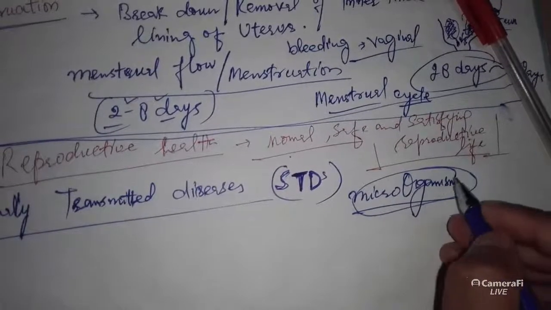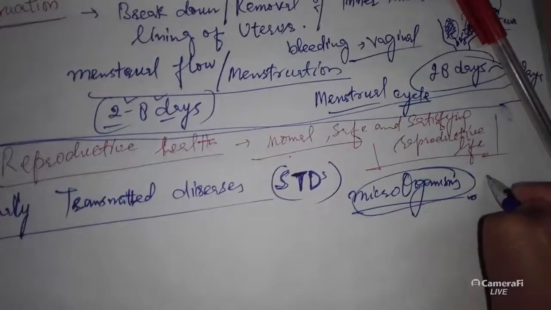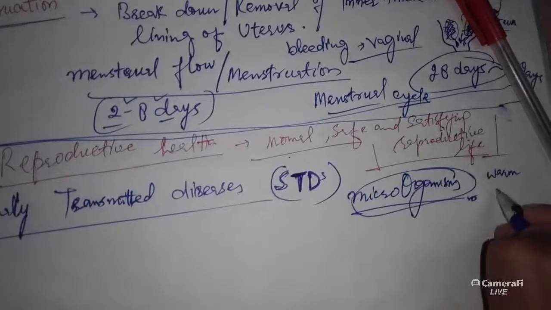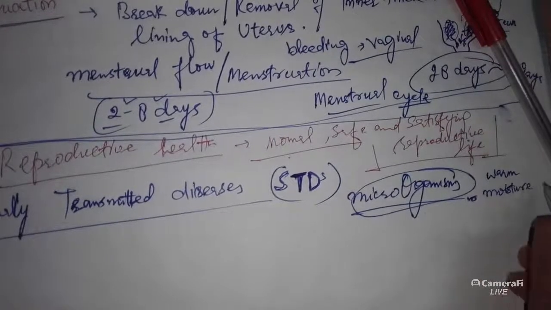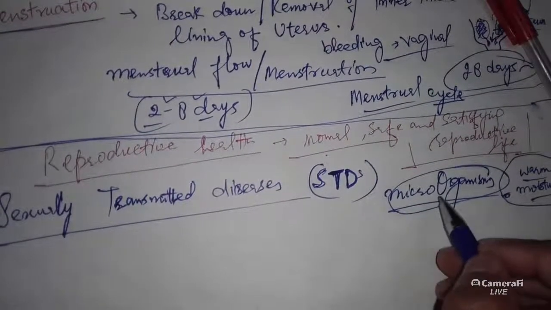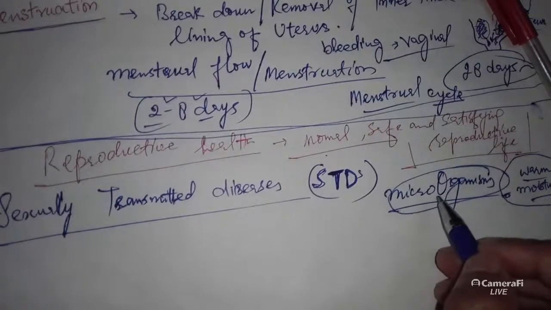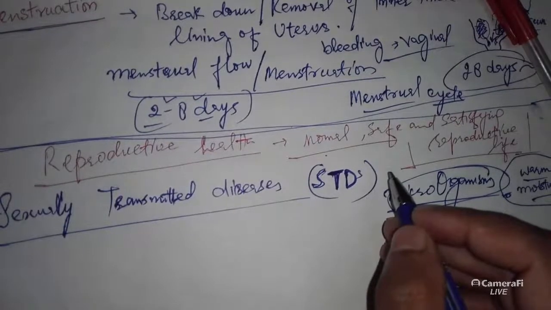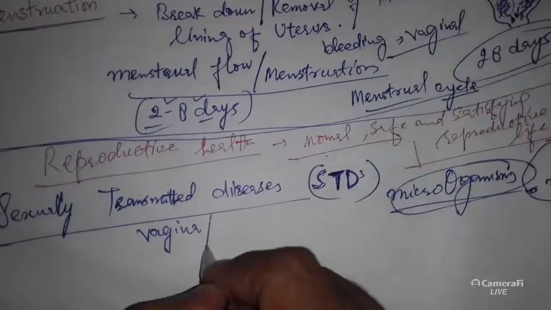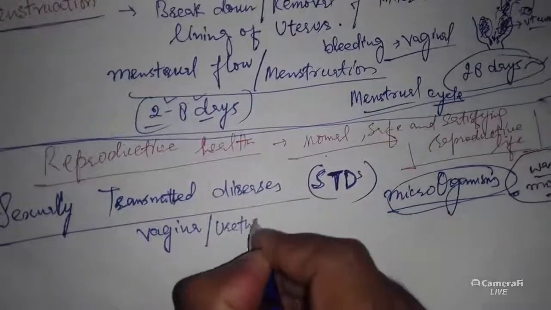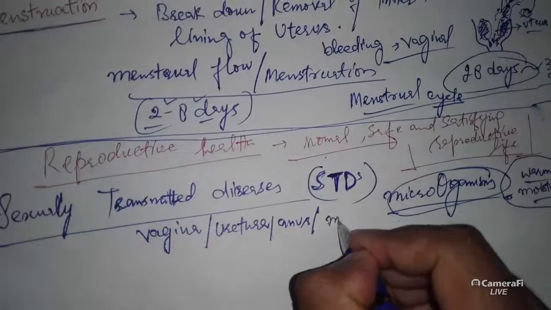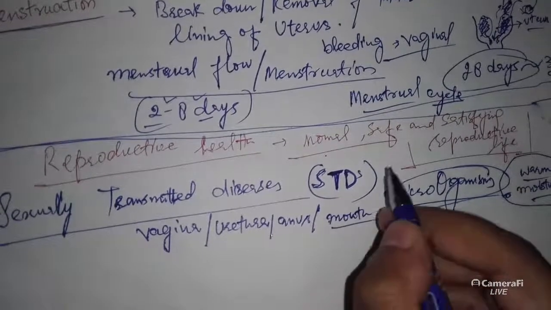so these microorganisms live in warm and moist environments. Their feature is that they live in warm, meaning a little bit hot, and moist environments, and such an environment is provided to such microorganisms by the human sexual system, like the vagina, urethra, anus, even the mouth also, because from the mouth only they have to reach those places.